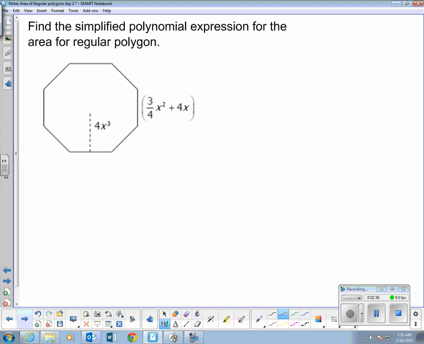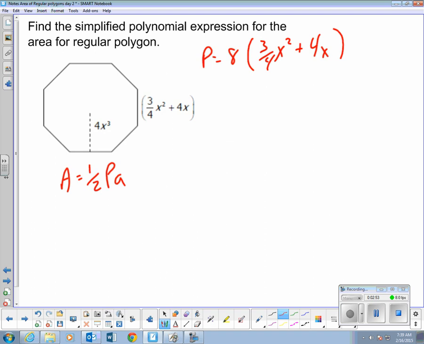This is an octagon, so again, area equals 1/2 perimeter times apothem. Okay, so we have to find our perimeter first. Since this is an octagon, that's going to be 8 times the side length, so we got a nice little fraction in here to make it a little more of a challenge. And so as we distribute this, 8 times 3/4, the 8 and the 4 cancel to be a 2. So 2 times 3, remember this is 8 over 1, so this cancels here. That's 6x squared. Then 8 times 4 is the 32x. So this is our perimeter.